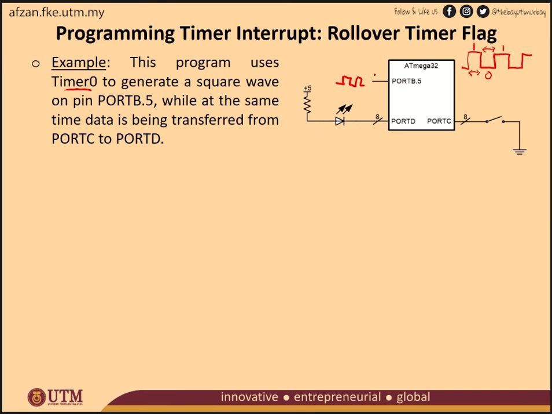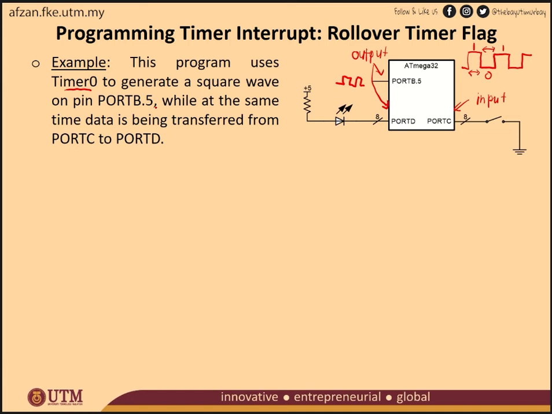Port B, pin number 5, you make it as an input or output. This one as an output. Why output? Because you want to generate a square wave. So you make your port B pin number 5 as output. What about port C? Port C as an input. Why as an input? Because you connected to your switch. And port D also as your output. Why? Because you're connected to your LED.